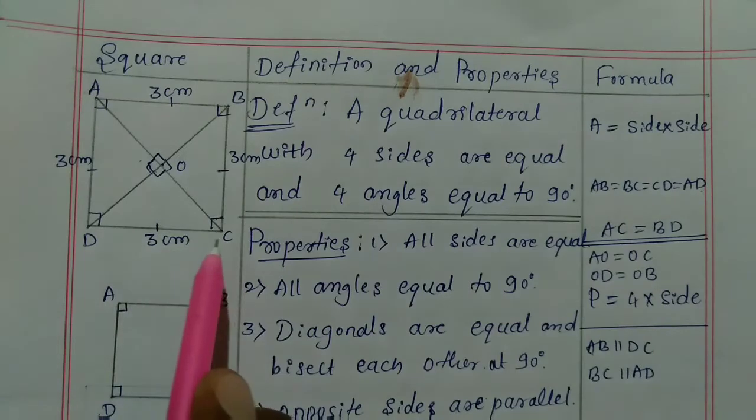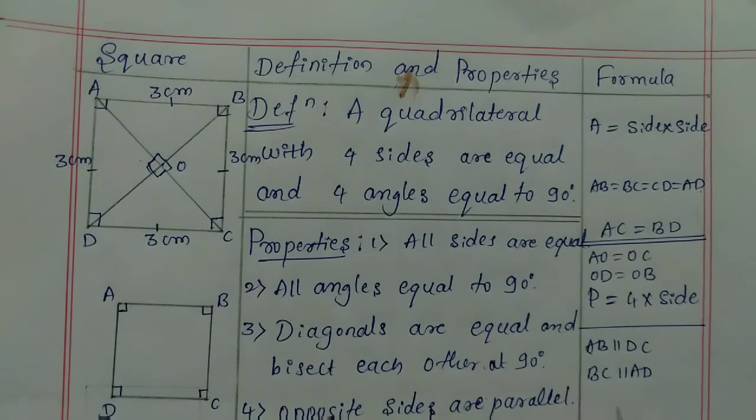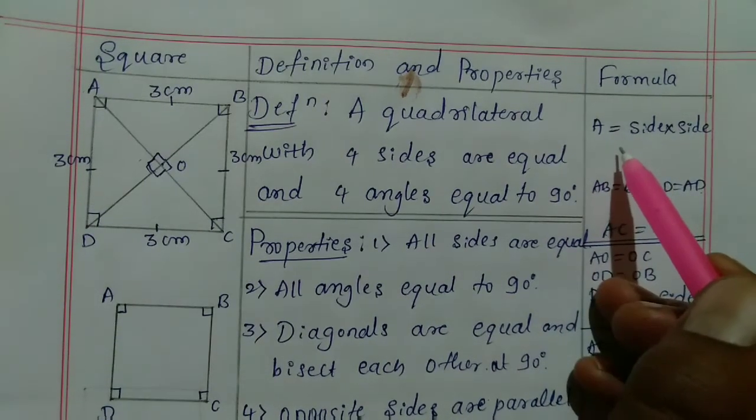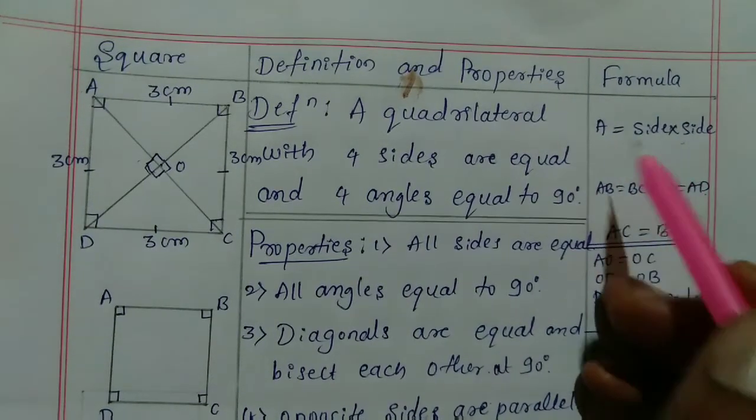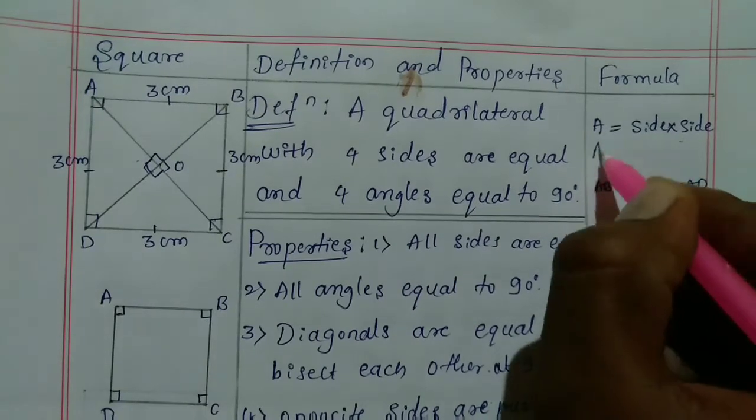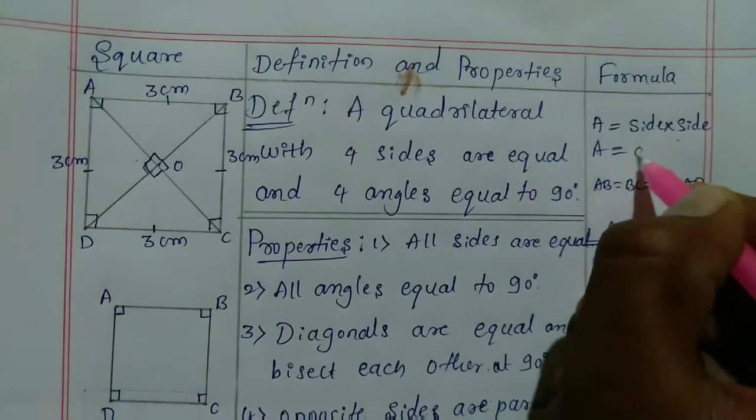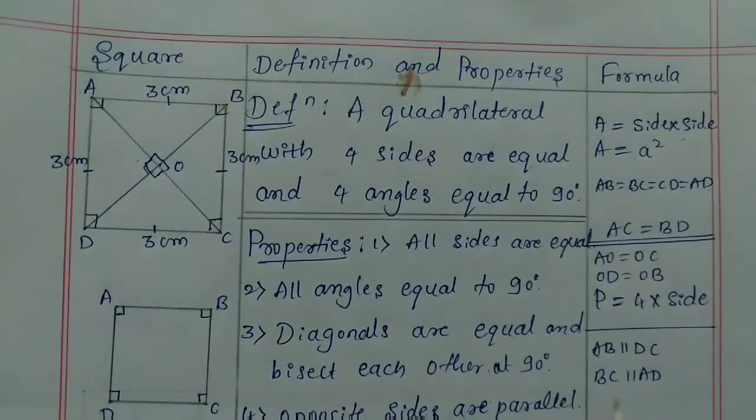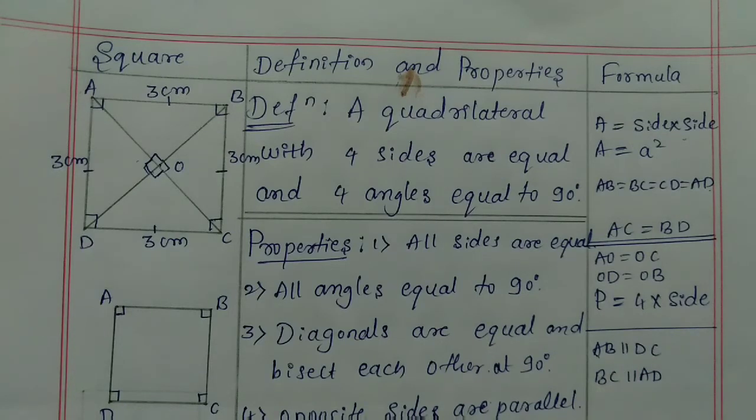AB is parallel to DC. Next, BC is parallel to AD. Okay, so next, area. Area of a square is side into side. You can write the area of a square as A into A, or side squared, or A squared also.